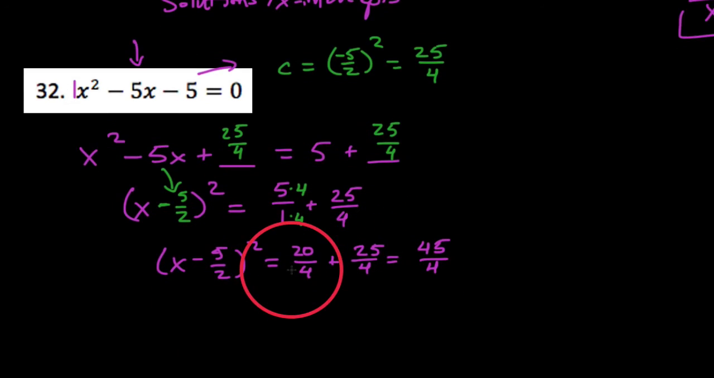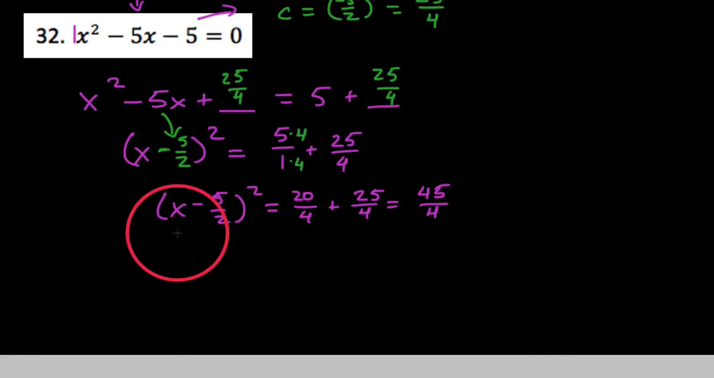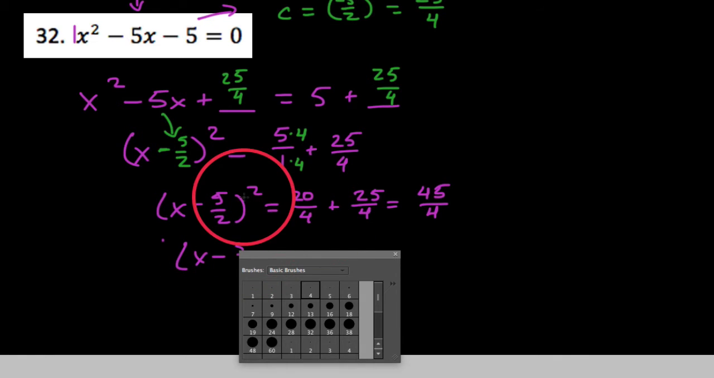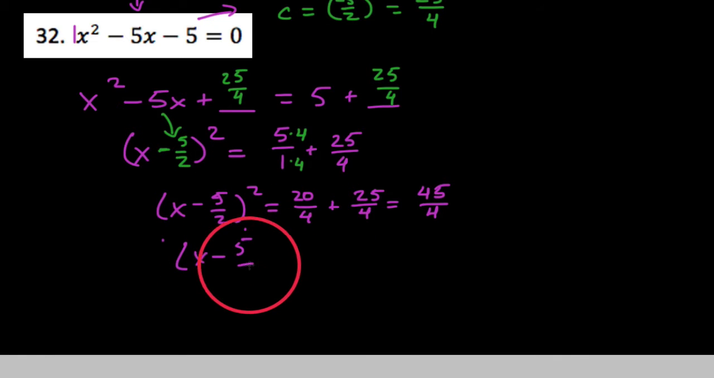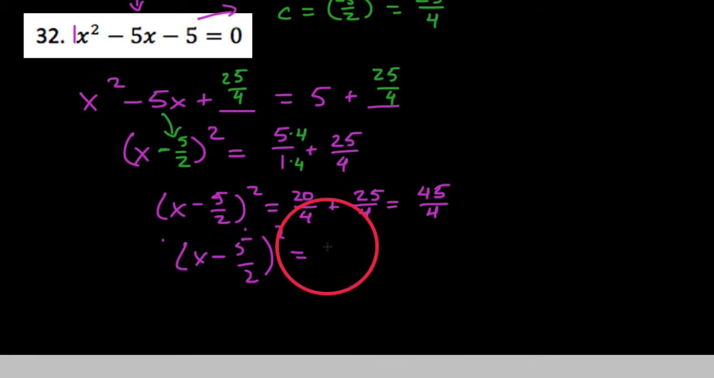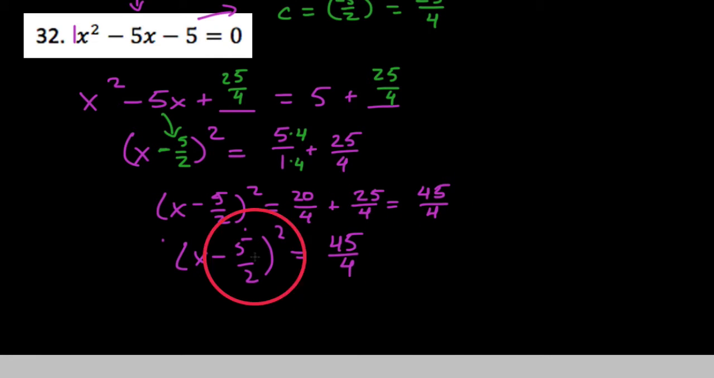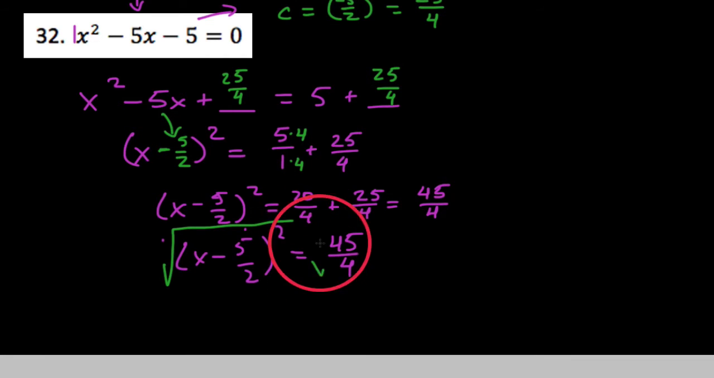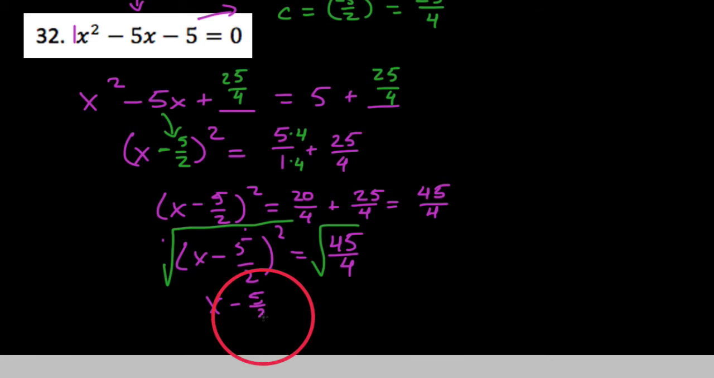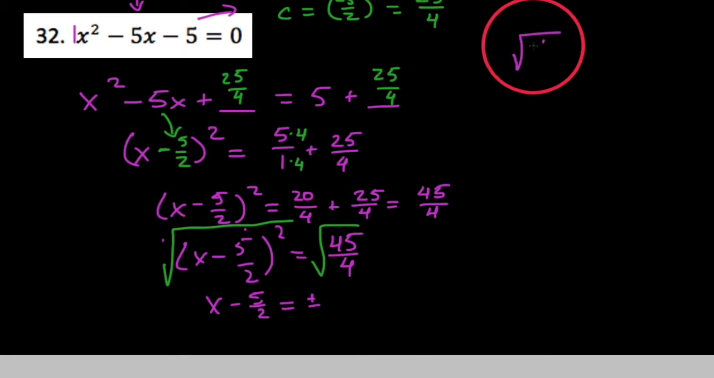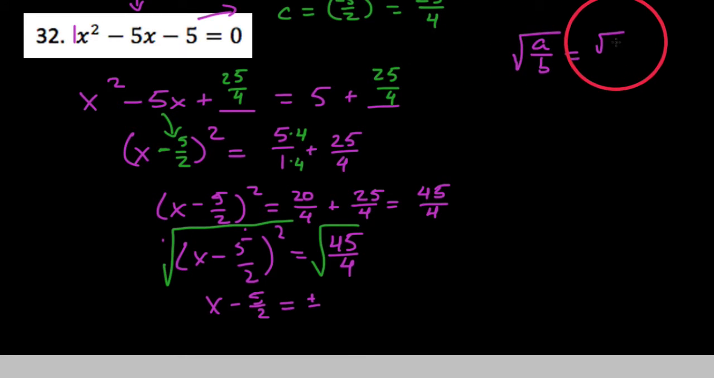So let me scroll down here. We'll get ourselves a little bit more room. The left side that we've factored into a square of a binomial is x minus 5 halves, squared. And on the right side, we had 45 fourths. So just as we would naturally do any other time, we'll go ahead and take the square root of both sides, meaning that we get left with just x minus 5 halves on the left side. And on the right side here, we're going to write down a property that I want everybody to be using. But it is this. If you take the square root of a over b, this is the same as the square root of a over the square root of b.